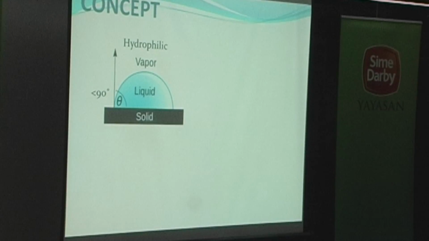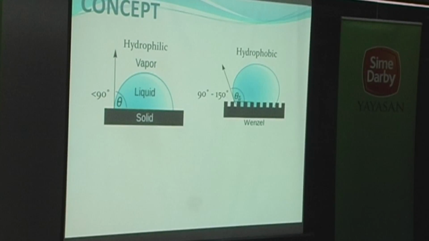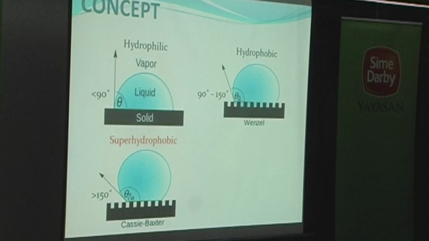Now let's see the 3 levels of hydrophobicity. First, this flat surface shows the hydrophilic condition. Next, the Wenzel model proposed this condition as the hydrophobic condition. And lastly, a super hydrophobic condition can be shown in this Cassie-Baxter model.